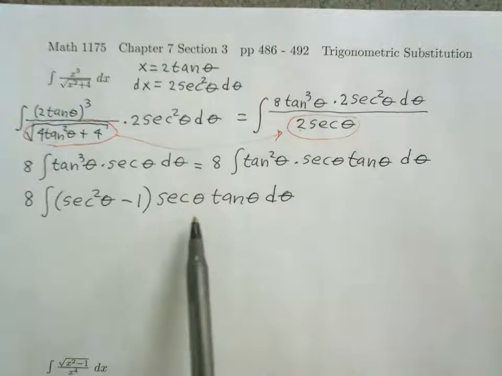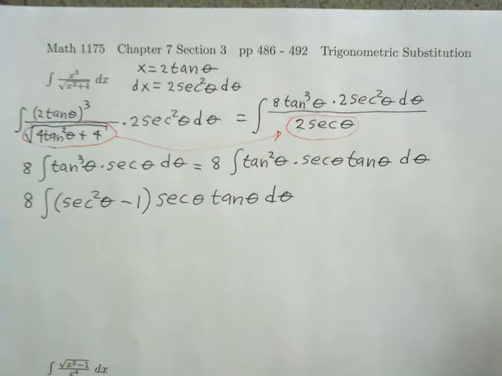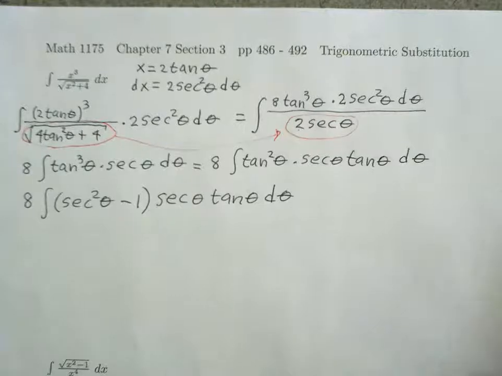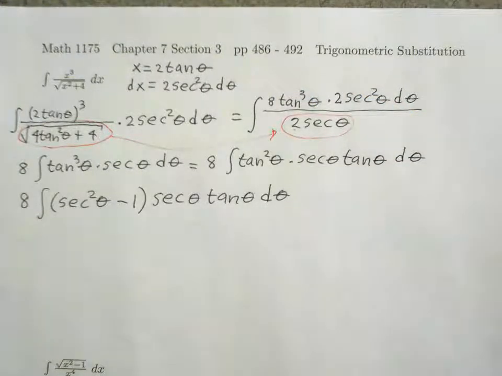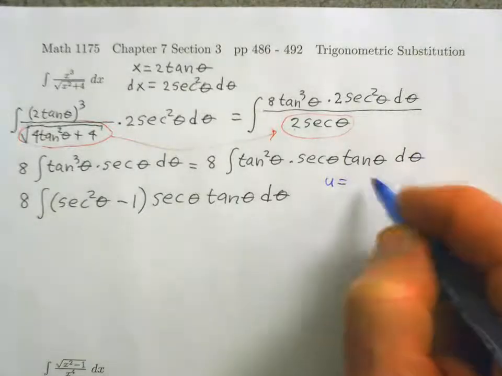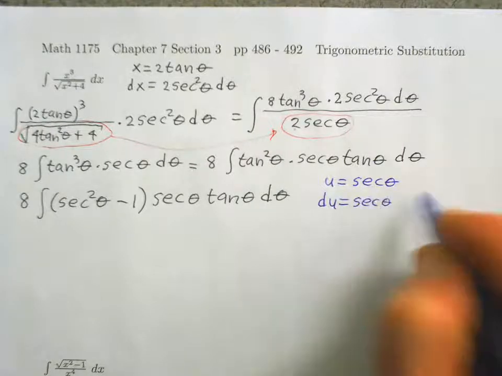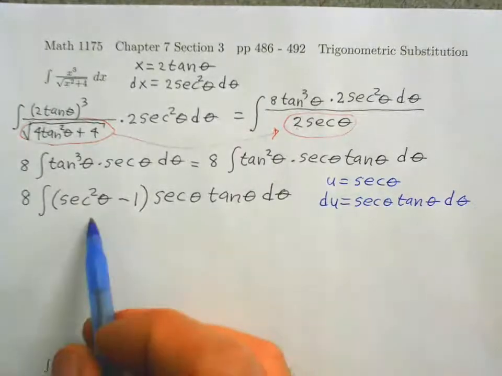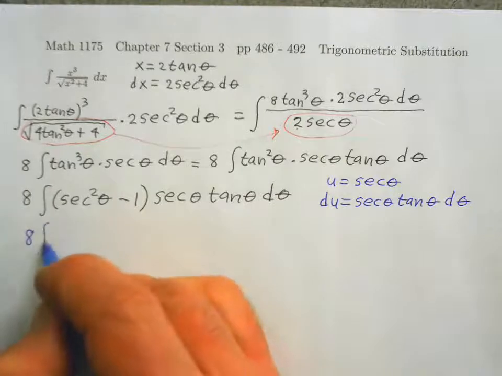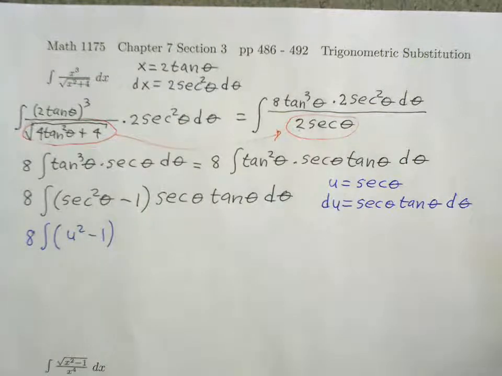All right, we know that secant of theta times tangent of theta is the derivative of secant of theta. So I'm going to apply the substitution rule. So we started out with a trigonometric substitution, and now I'm going to use the substitution rule, where u is secant of theta, and du is secant of theta times tangent of theta d theta. Okay, so when we make our substitutions, we get 8 times the indefinite integral of u to the second minus 1, and that quantity is multiplied by du.